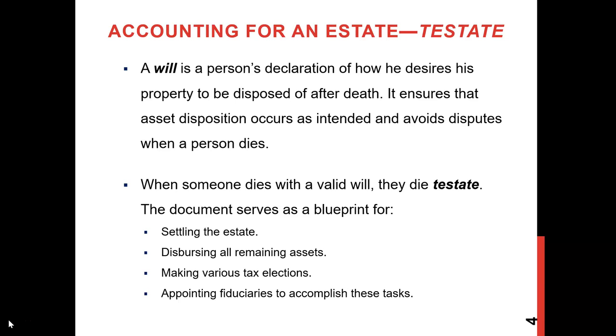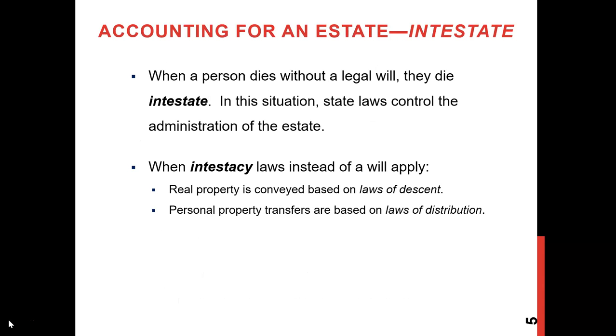So when a person dies with a valid will, it is called the person dies testate. And that will be used as a blueprint for settling all these estates and distributing all remaining assets and anything related to paying tax. And the will can also tell whether we need to appoint a fiduciary to accomplish all these tasks. On the other hand, a person could die without a legal will, which is very common. And if that happens, it is called they die intestate.